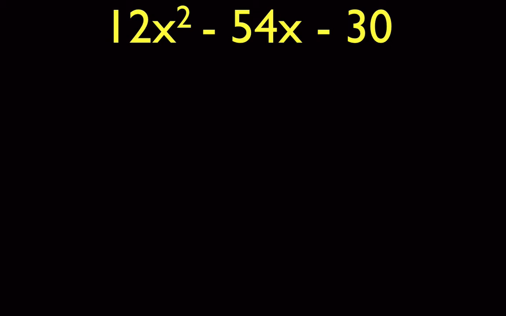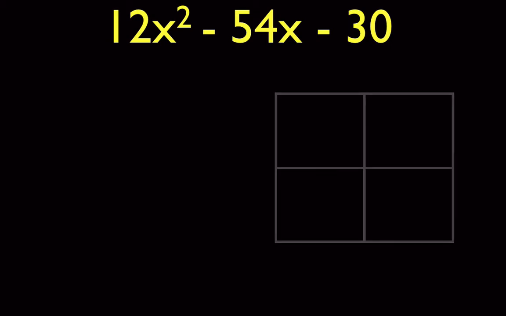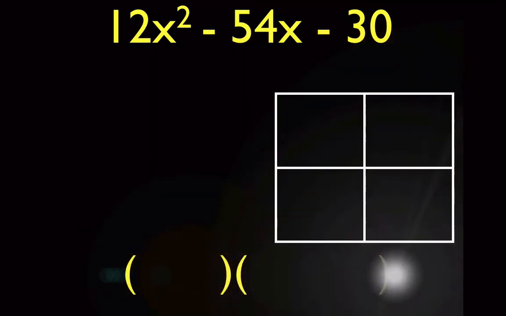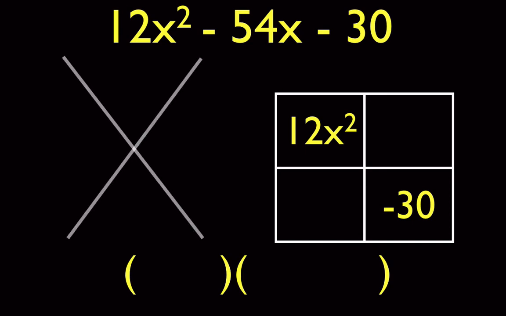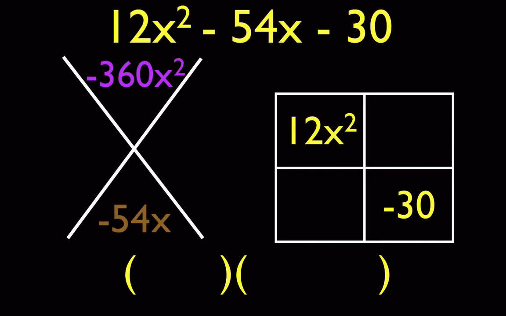Let's take a look at this problem just in general. As you can see, 12x squared will go in the upper left corner and negative 30 in the bottom right. Now, forming our diamond problem, the top is going to be 12 times negative 30, which is negative 360, and the bottom is going to be 54. I don't know about you guys, but I can't think of the two numbers that multiply together to equal negative 360 and add up to equal 54 right now, off the top of my head.